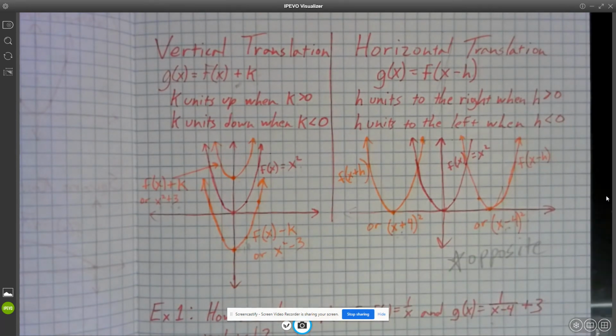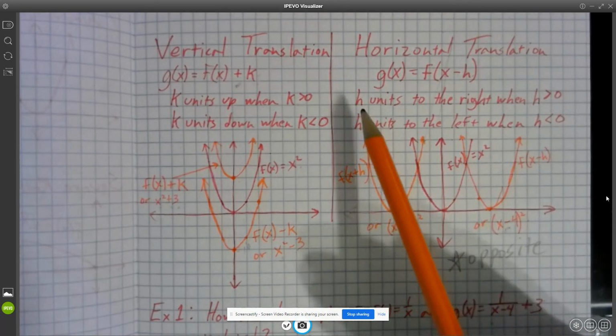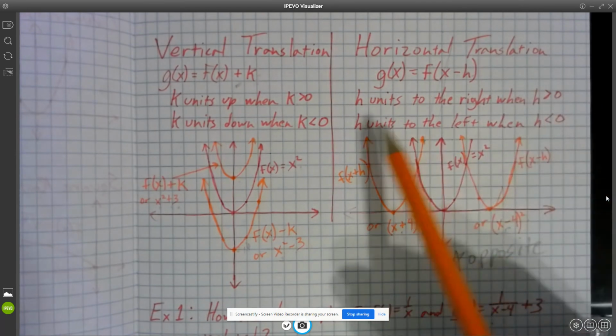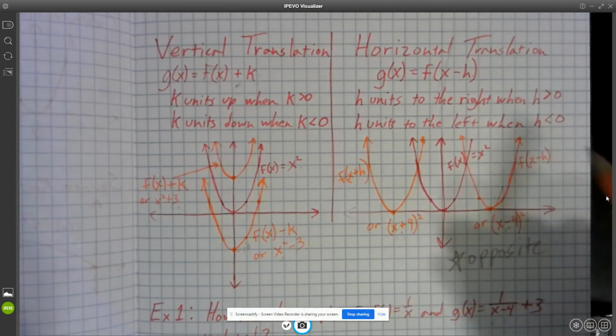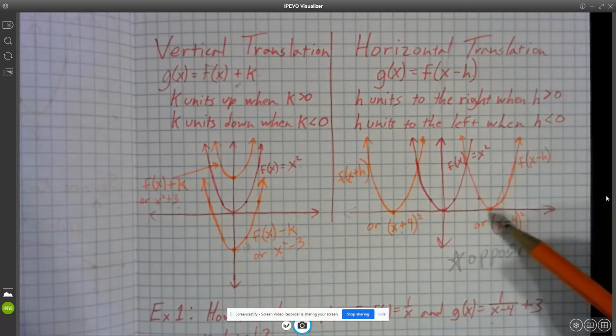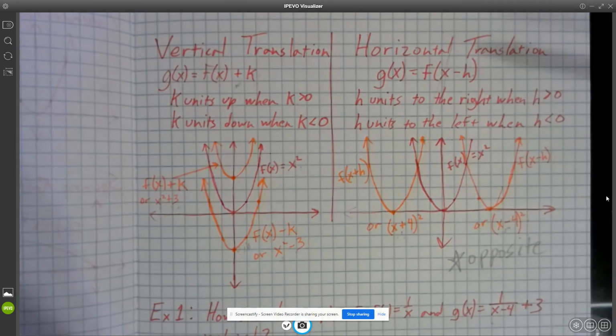Horizontal translation. This one can be a little bit more confusing because it's kind of the opposite of what you would think. It's written as this. We have g of x equals f of x minus h. So h units to the right when h is greater than 0, h units to the left when h is less than 0. So let me show an example. That's really the best way to learn this, is just by an example.